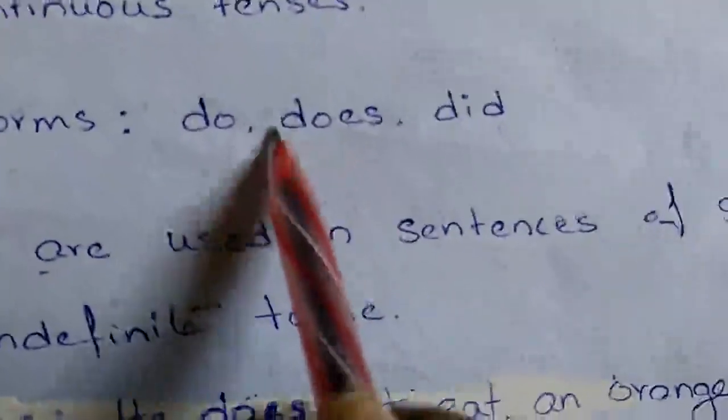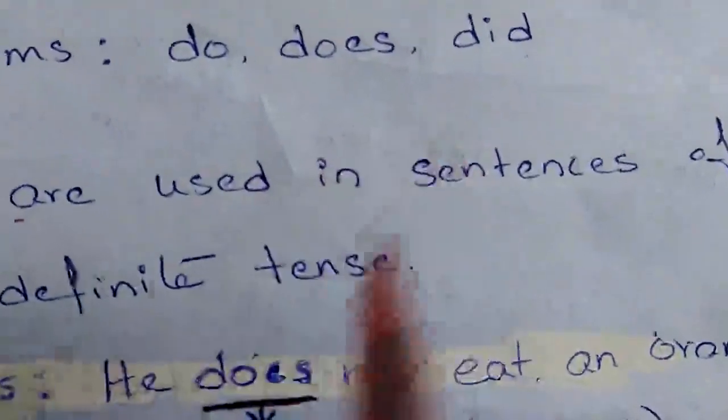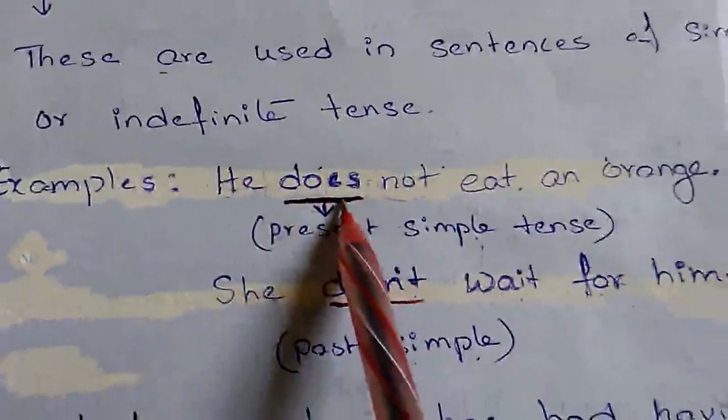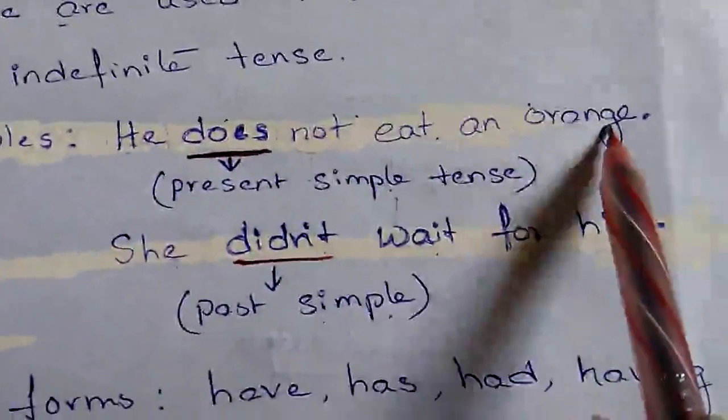Usually we have to remember this. Does is used only with third person singular verbs. Here, he is the third person singular, and so we have used does along with he. He does not eat an orange.